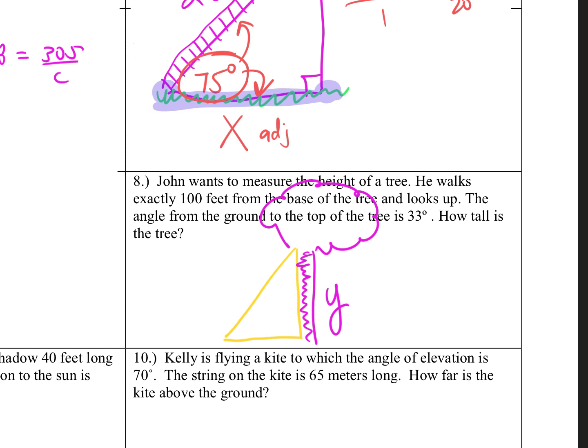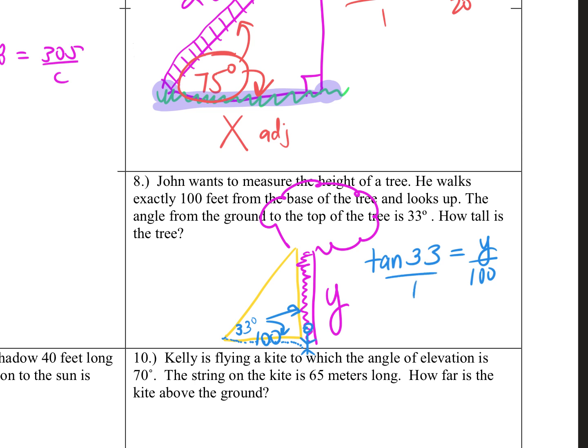So John walks exactly 100 feet from the base of the tree. He walks away, and he does what? He looks up. So here's John. He's walking, he's walking. He goes 100 feet. So where do I put 100, guys? At the bottom. Good. This is 100 feet he walked. The angle from the ground to the top of the tree, where does that go? The angle of elevation right there. How tall is the tree? In regards to 33, what do we have? Opposite and adjacent. What trig function uses opposite and adjacent? So tangent 33 equals y over 100.